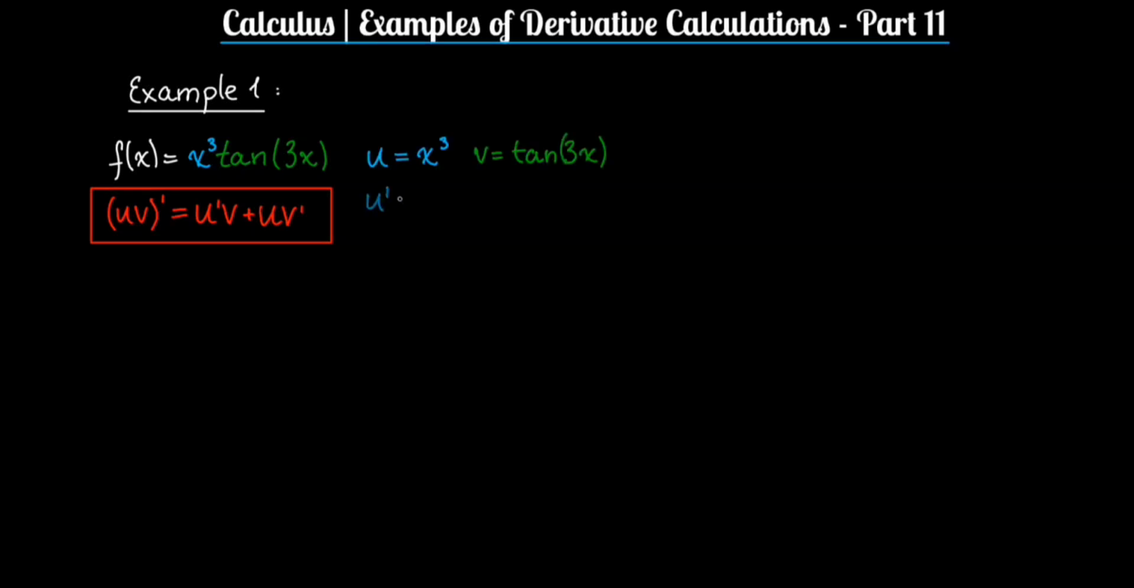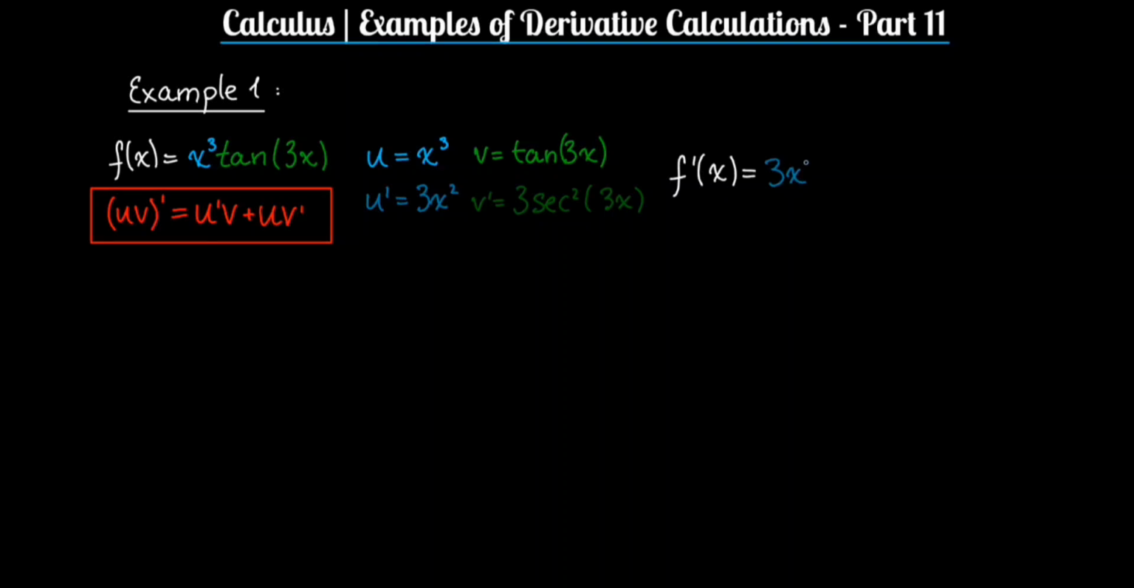Immediately we can see the derivative of u, or in this case x cubed, is simply 3x squared. And then the derivative of v is going to be secant squared of 3x. However, here we also have to use the chain rule because we have a function inside the parentheses, 3x, and its derivative is simply 3. Well, now that we have all the 4 components, we can put the derivative together.